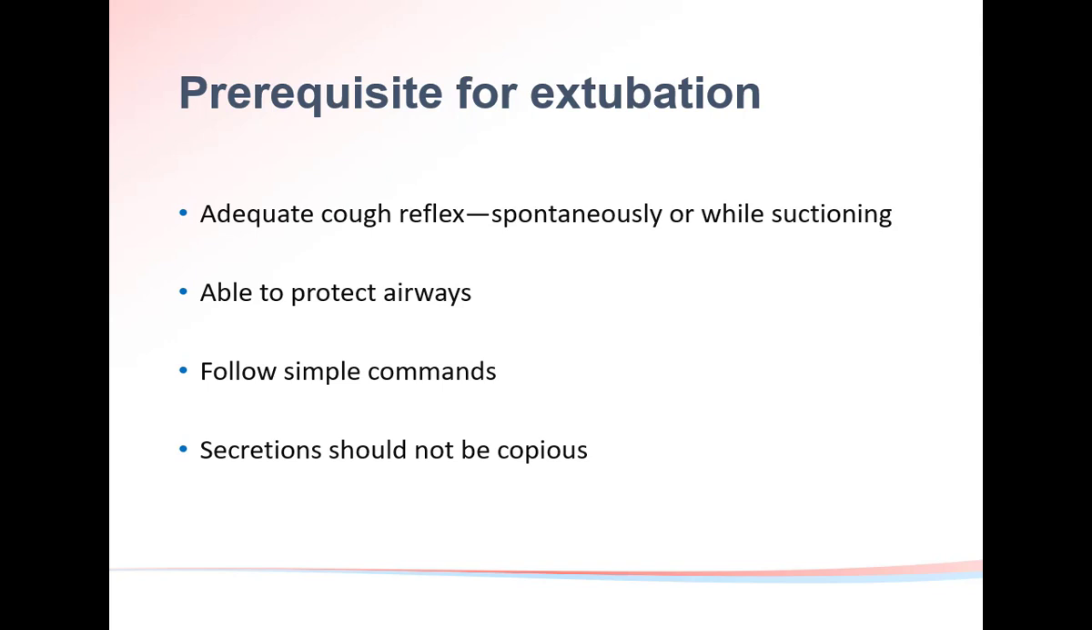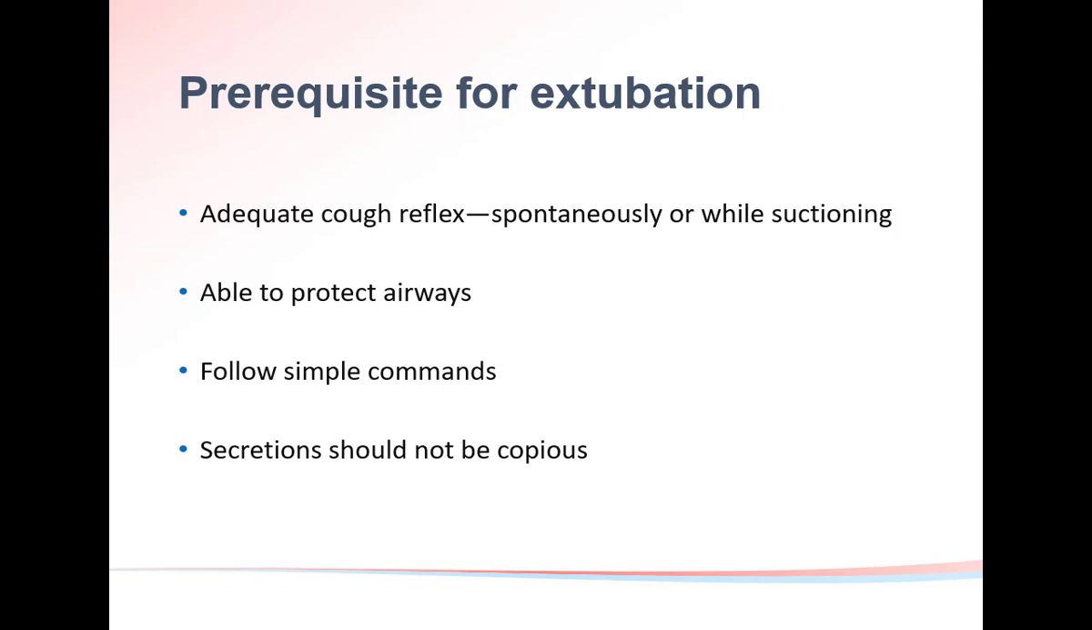So what are the prerequisites for extubation? You should see that the patient has an adequate cough reflex. You can ask him to cough, put a suction catheter. If he's coughing very nicely, then you are done with it. He's able to protect his airway. He's not drowsy, his GCS is more than 8, and you know that he doesn't have bulbar dysfunction. It's sometimes very difficult to assess in a neurological patient because the reflexes also decrease.